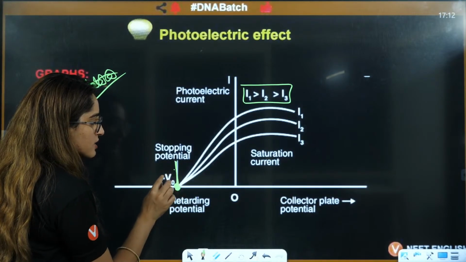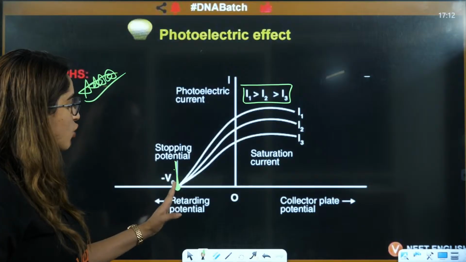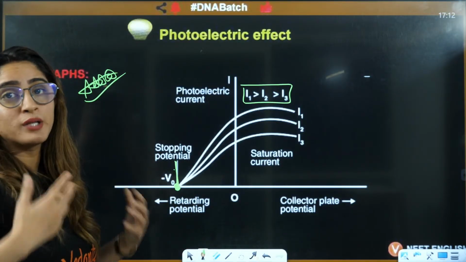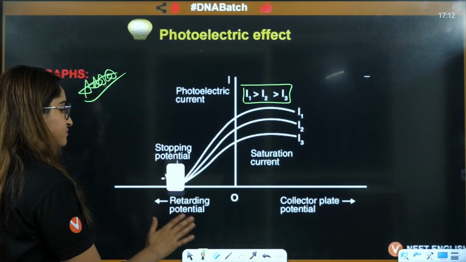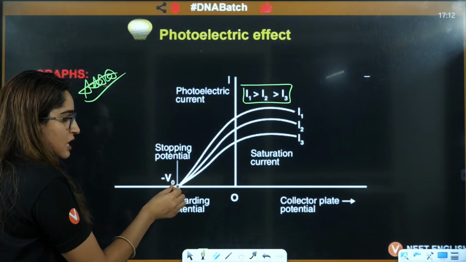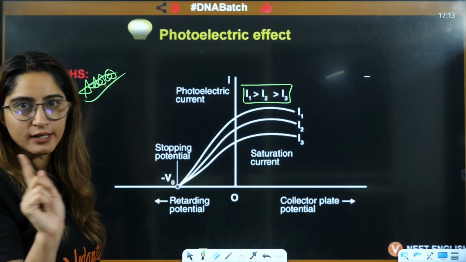When the potential is the stopping potential, Vs, after this stopping potential, we are talking about when you try to stop the current. Let's say this is 0, this is Vs, the stopping potential. Before reaching the stopping potential, there will be some current, right?